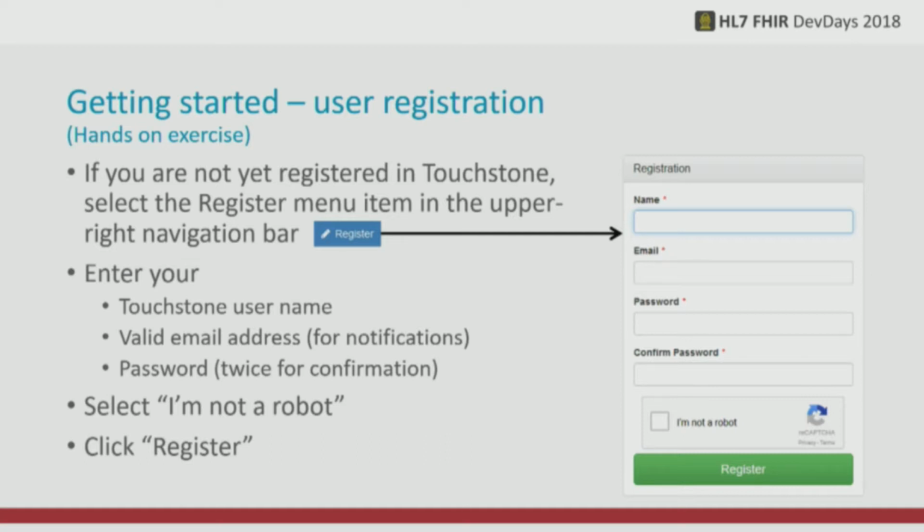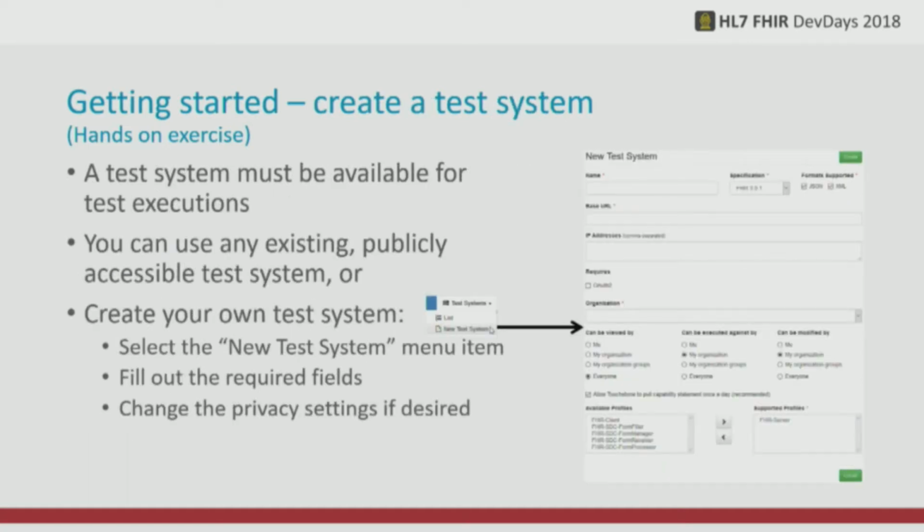And then password confirmation, make sure you're not a robot, and register. When you register, you'll be prompted to actually define that organization or to join an existing organization. But once you're in, you'll want to create a test system. So the test system is basically where you give it a name, the base URL if it's a server.